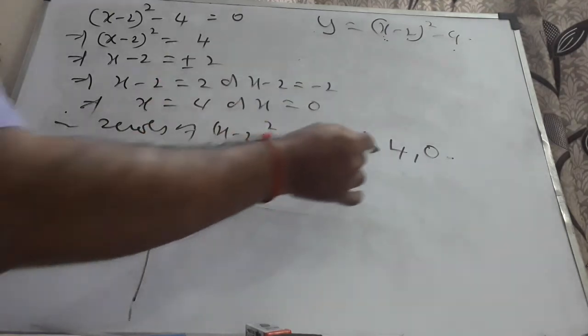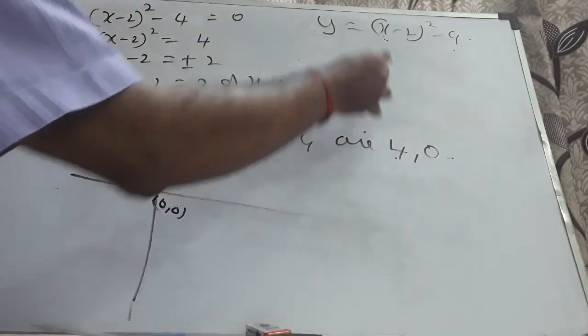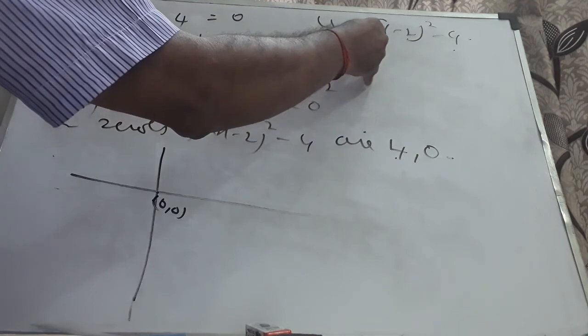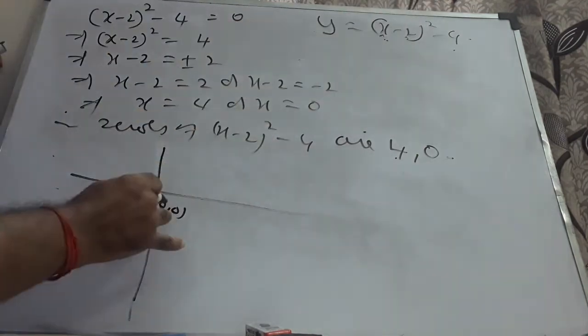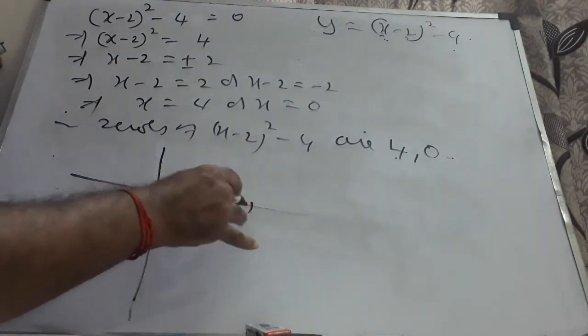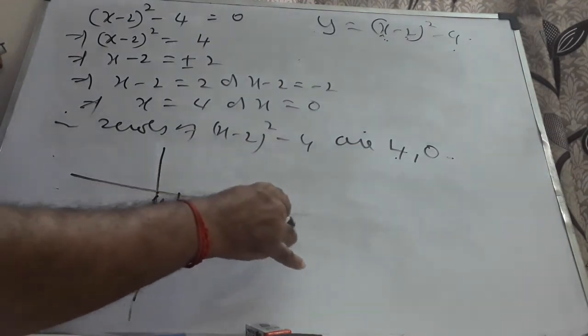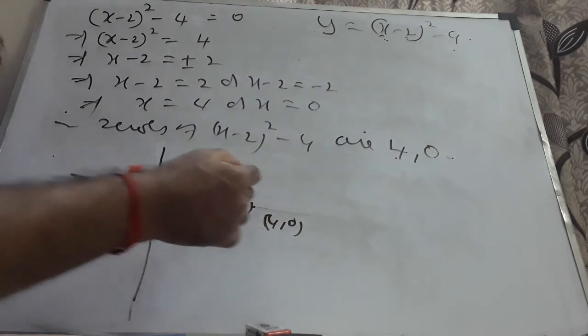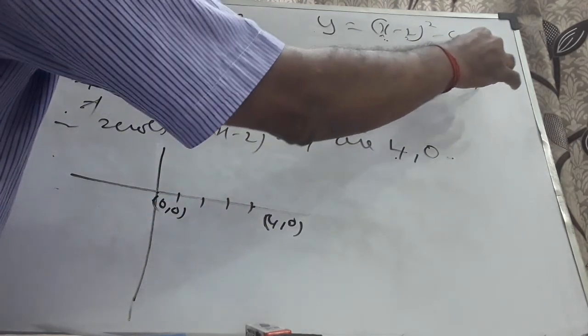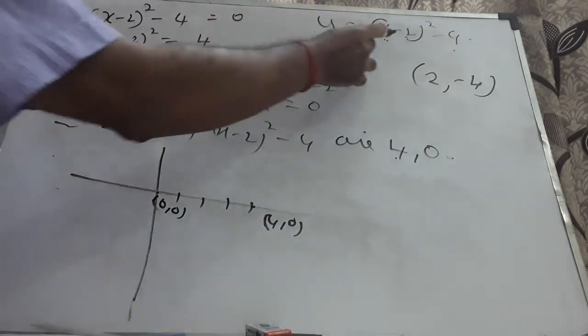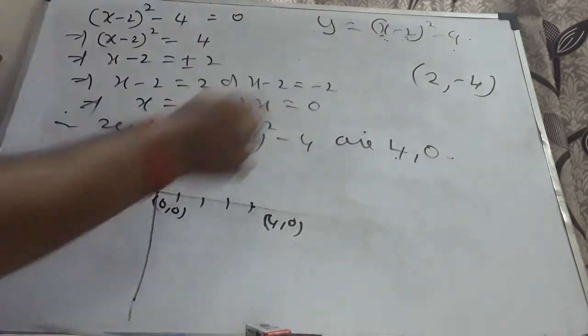Okay, then it passes through 4 comma 0 also. Substitute 4 over here, it also passes through 4 comma 0. 4 minus 2, 2 square minus 4 is 0. Let me plot 1, 2, 3, 4. It passes through 4 comma 0 also. Okay, you can check it passes through 2 comma minus 4. You can check. 0 minus 4, 2 comma minus 4.